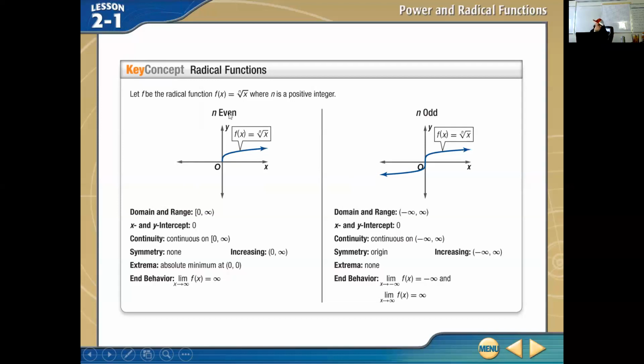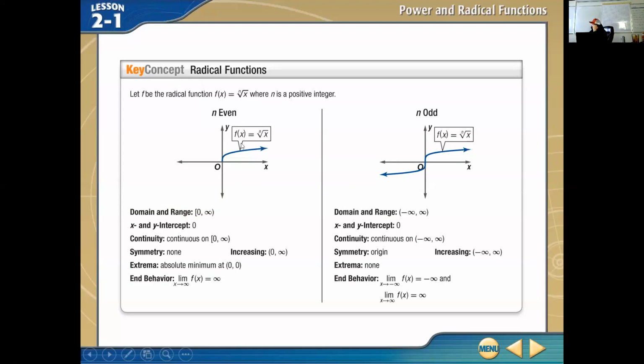Okay, so this is when n is even. This is like taking the square root, the fourth root, the sixth root, the eighth root, the 10th root. Okay, x and y intercept is at 0. Continuous on the interval from 0 to a positive infinity. That's because we can't take an even root of a negative number, because we can't get it. It's an imaginary number.